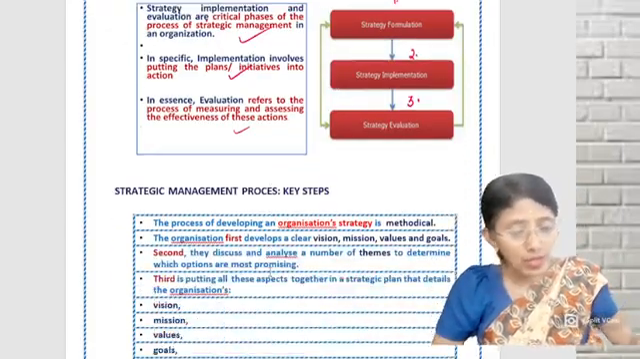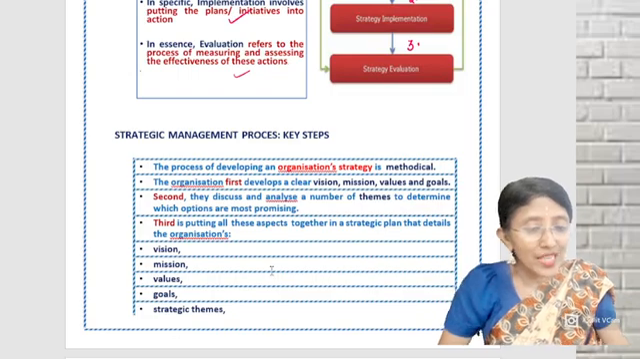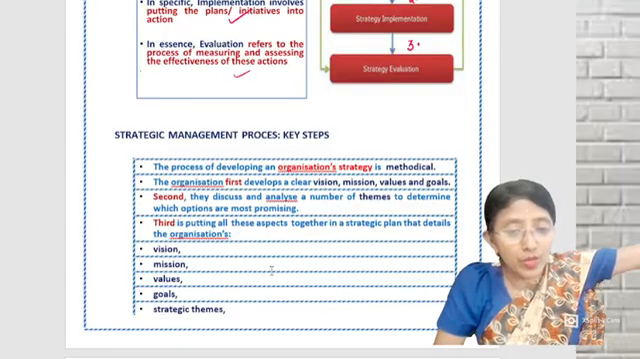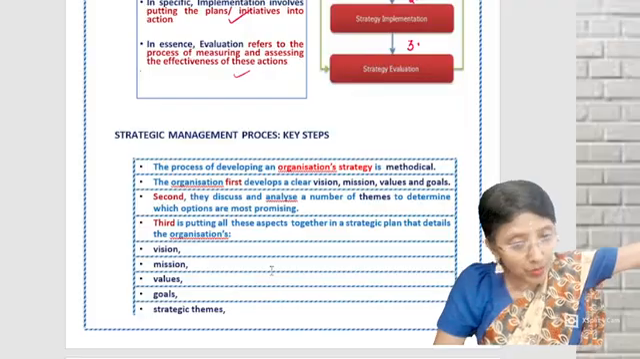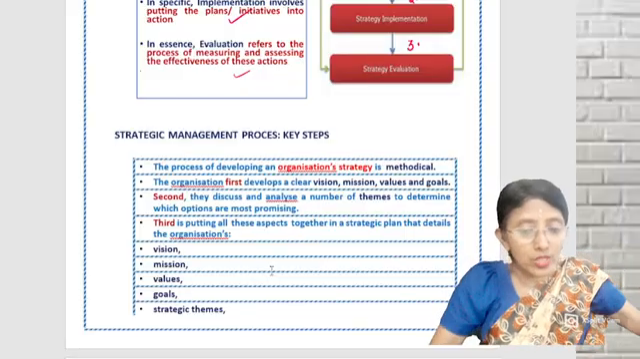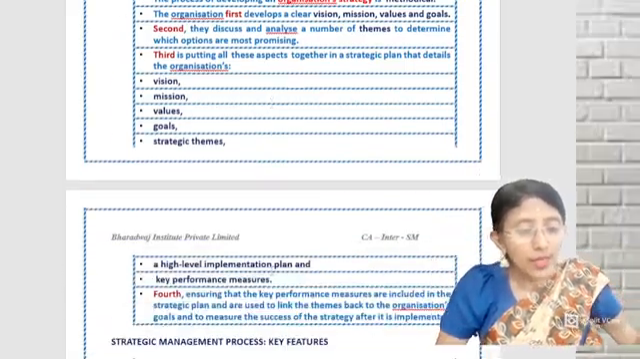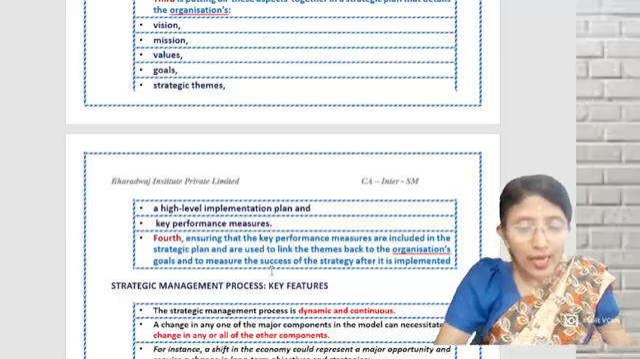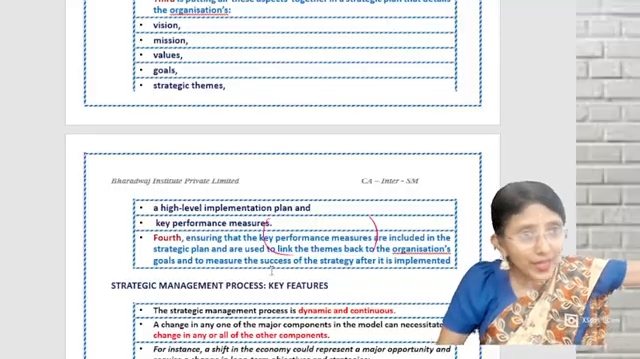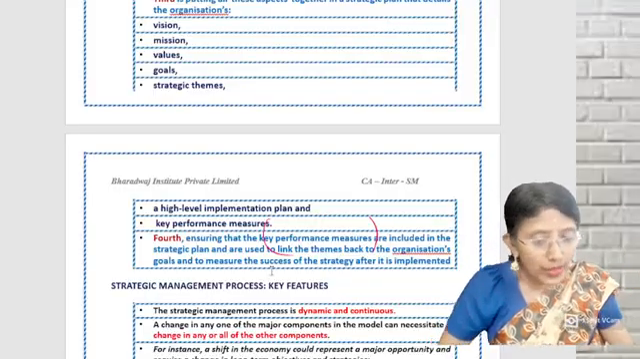That's where control comes. Okay, now look at these key steps. We have given you the key steps. Step 1 is developing a vision, mission, values, goals, etc. Step 2 is discussing and analyzing the number of themes in which you're going to operate. And the third step is putting together a strategic plan that details all this. And the fourth step is about having some performance measures so that you know that whatever you intended to achieve, you have achieved. Okay, that is there.